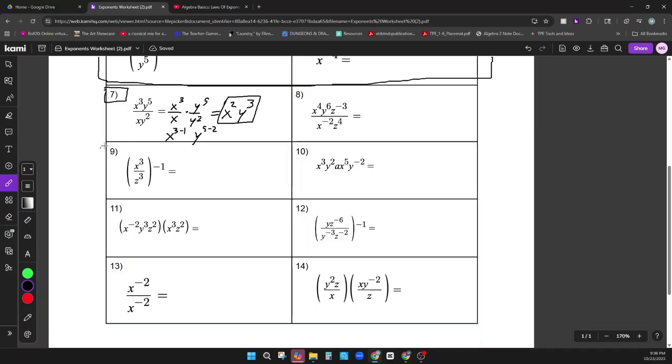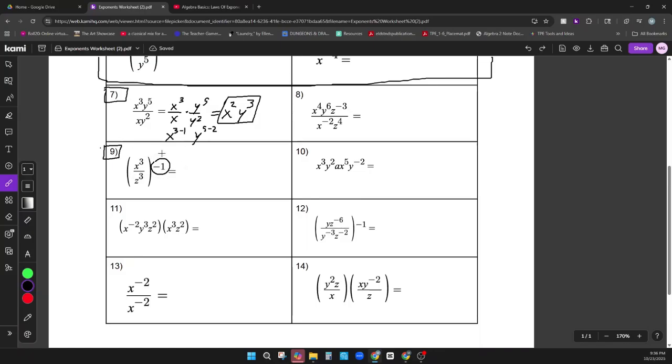Next one I want to take a look at is actually number 9. So here we have a power, not just any power, but a negative power being multiplied into a parentheses. So a power to a power means that we are going to be multiplying. But similar to what we had over here, we have different bases going on. So I have an x base and I have a z base in here. So what that means is that I need to apply my -1, my outside power, to everything that's inside of the parentheses.